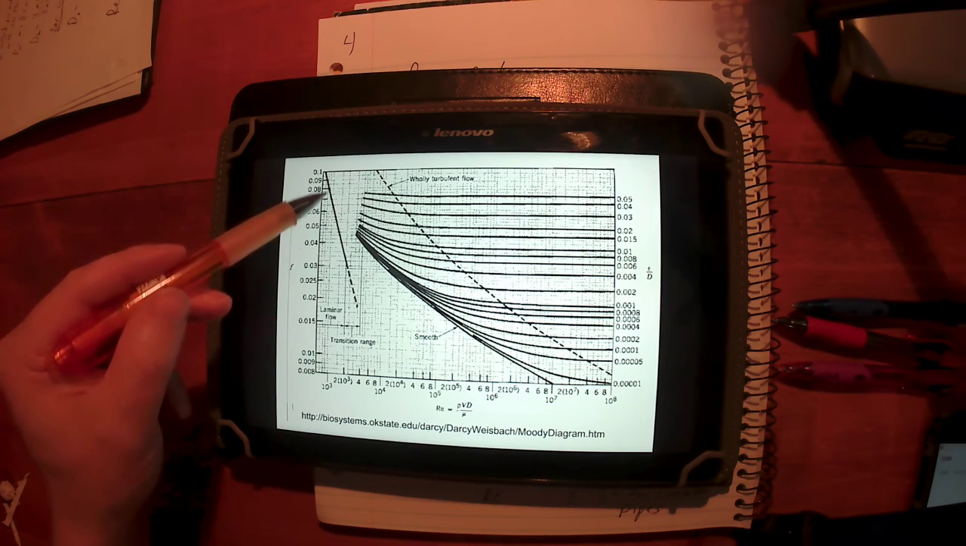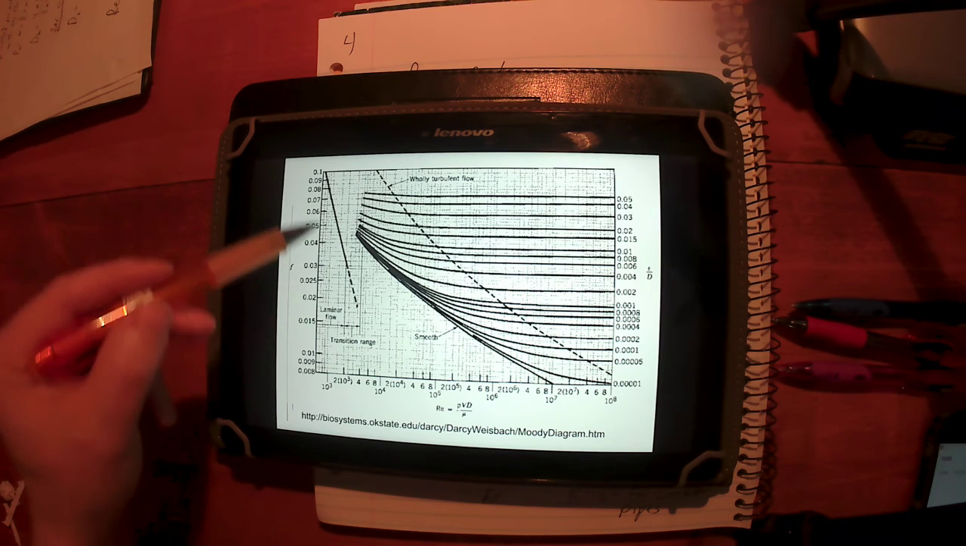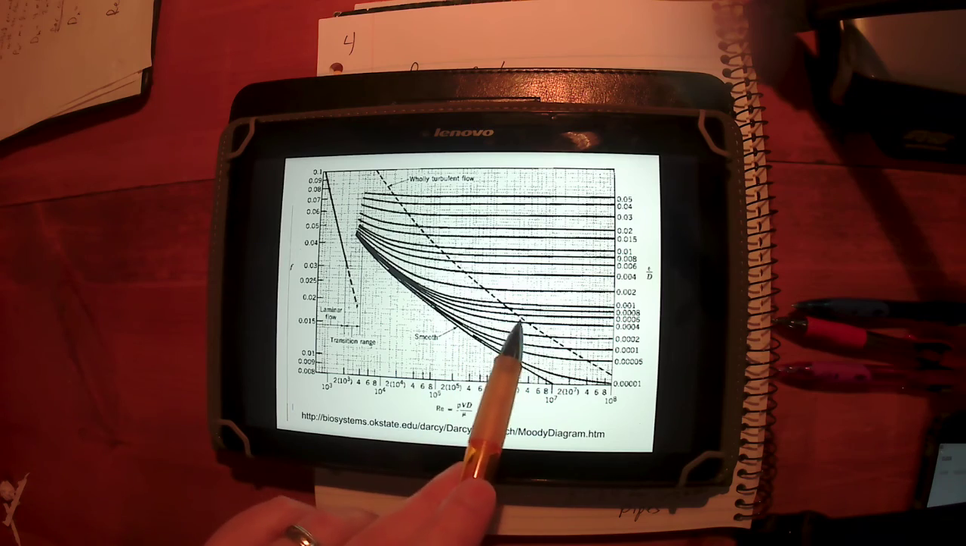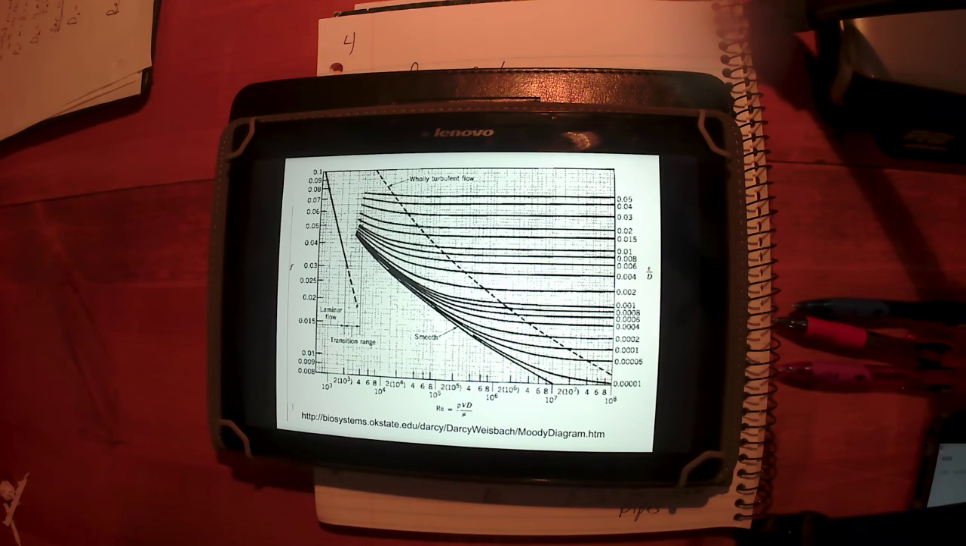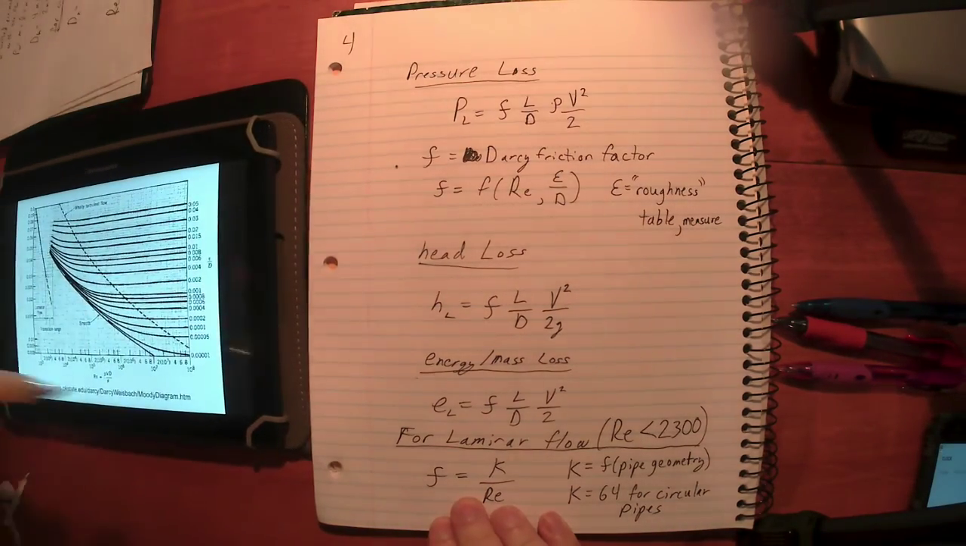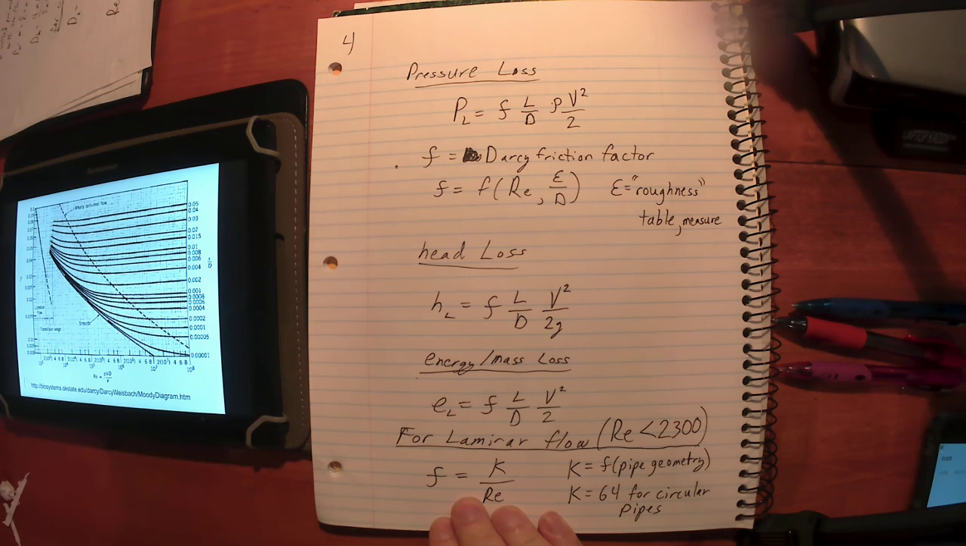Prior to that, this is the 64 over Reynolds number, or constant over Reynolds number. This is the laminar region. This is the turbulent region. And at this point, then it becomes a function of this epsilon over D. Reynolds number, find where the two intersect, come over and get your F value. Plug that back into here, here, or here, and that gives you your loss term that you can then solve for. That's a good stopping place. I'm going to stop there.